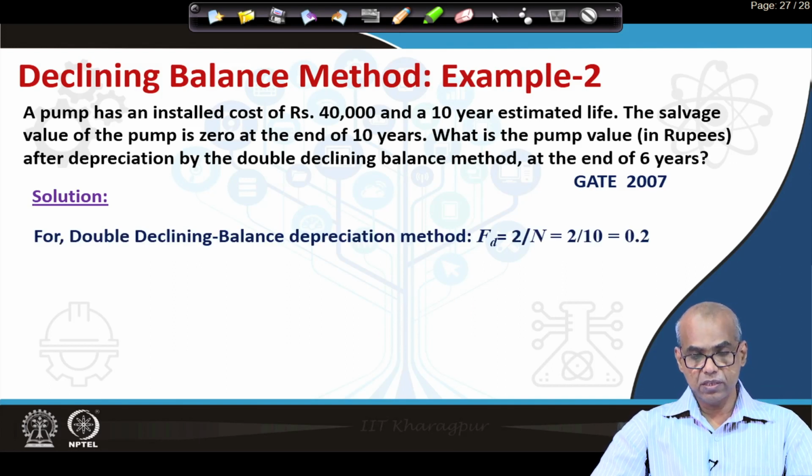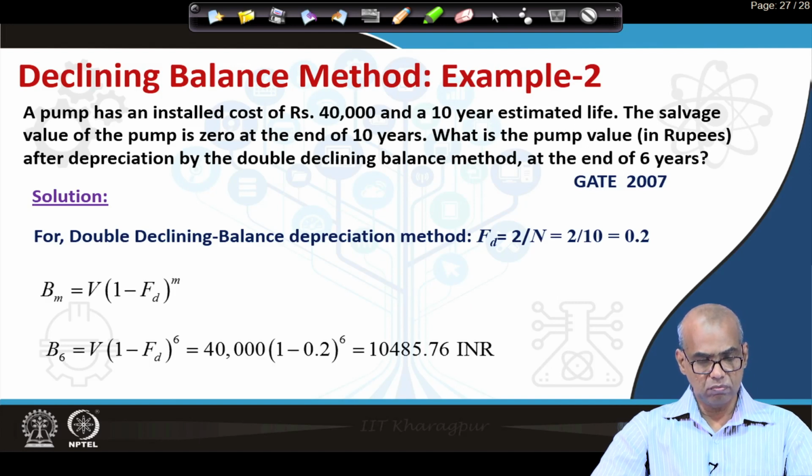For the double declining balance depreciation method, you know FD equals 2 by n. Here n is 10 years, so 2 by 10 is 0.2. So, FD is 0.2 or 20%. Now, make use of the expressions that you are familiar with.